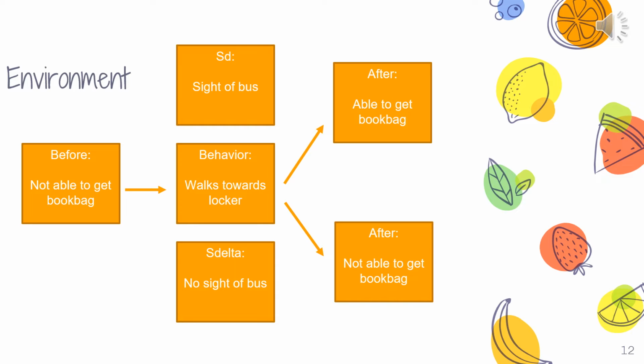Again, the top contingency here is reinforcement, and the bottom contingency is extinction. You would expect the child's behavior of walking towards their locker to increase when the bus is present, and you would expect the child's behavior of walking towards their locker to decrease when there is no bus present.